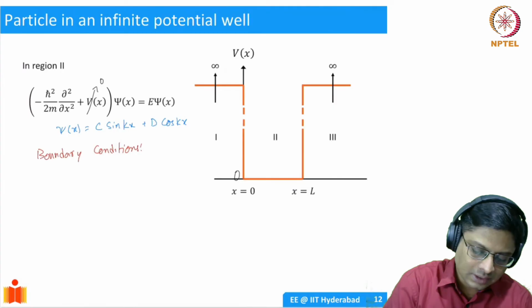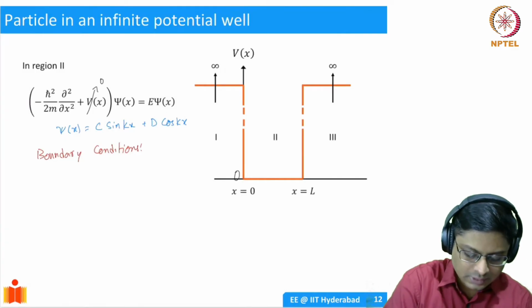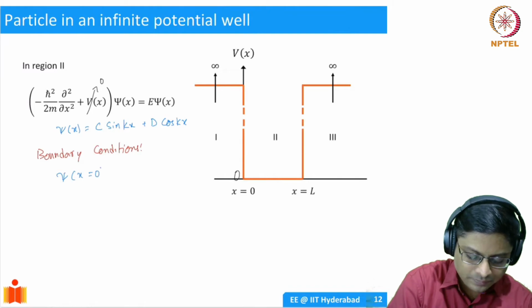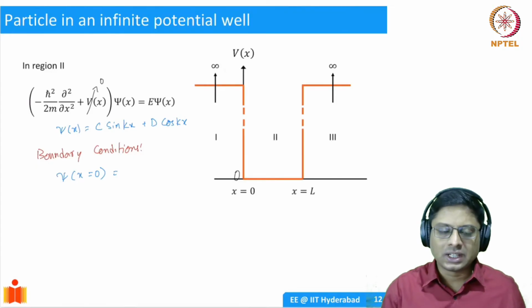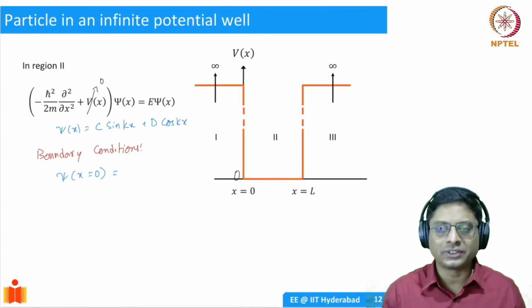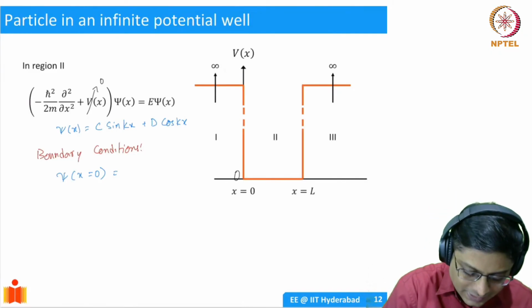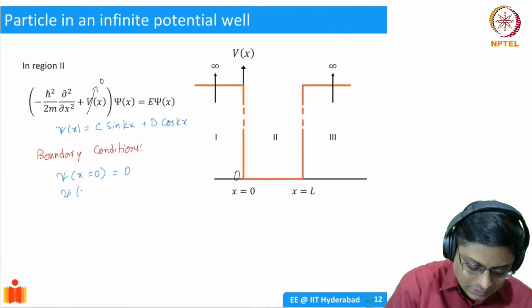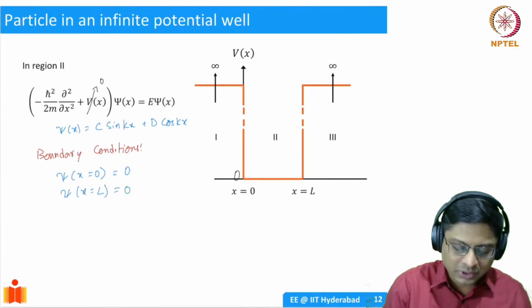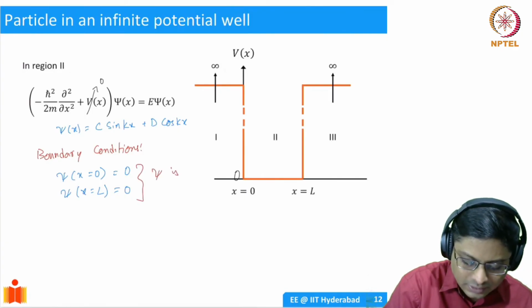By which we mean that we know that at x equal to, or let me write it this way, psi of x equal to 0 is how much? Well, we said that psi for x less than 0 is 0, and the wave function has to be continuous. That's one of the requirements of a wave function. So it has to be continuous. So at x equal to 0, it has to be 0. Similarly, psi at x equal to L also has to be 0 because, again, the wave function psi is a continuous function.